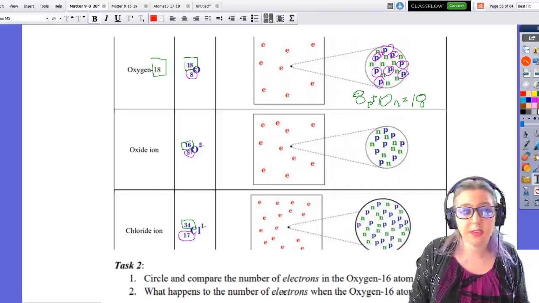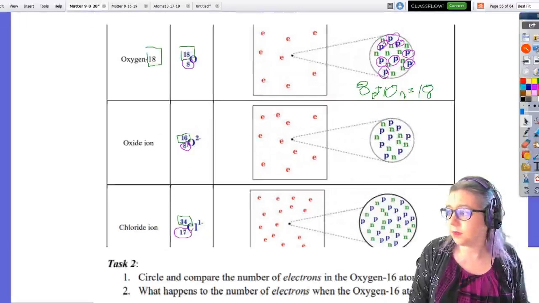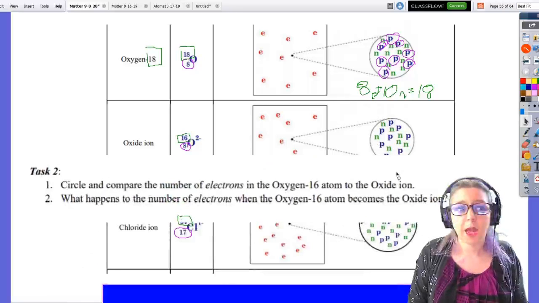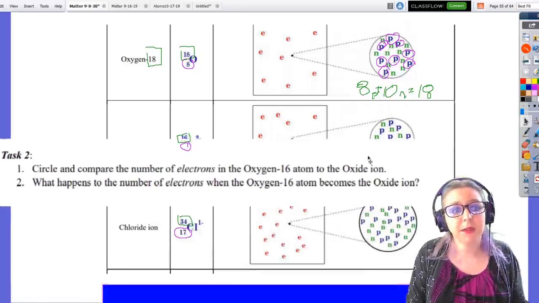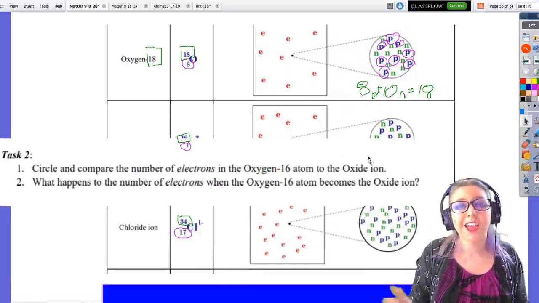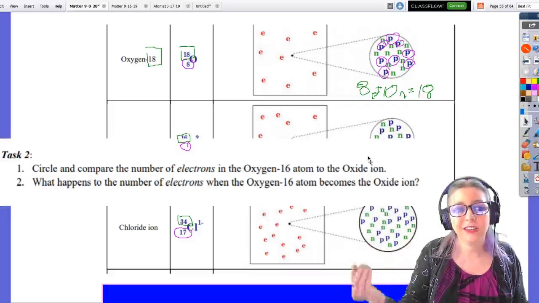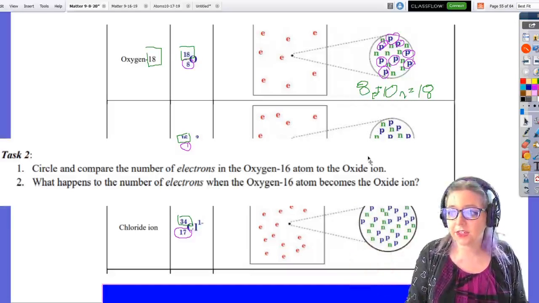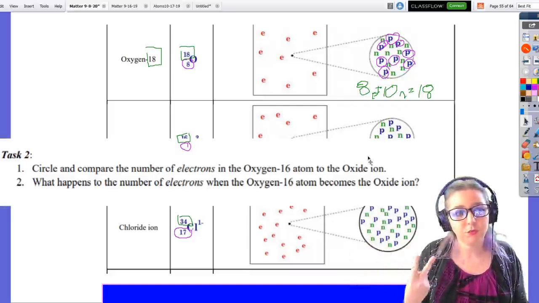So what happens to the number of electrons? Let me move that so you can see it a bit better. What happens to my number of electrons when my atom becomes an ion? I've gained 2 electrons. I went from 8 electrons to 10 electrons. I gained 2.